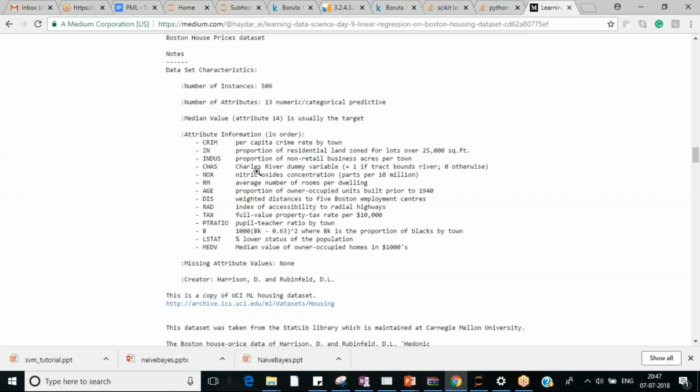No. What is random forest doing? Do you remember this? What we discussed with random forest? What is random forest? What is it doing? Tell me.